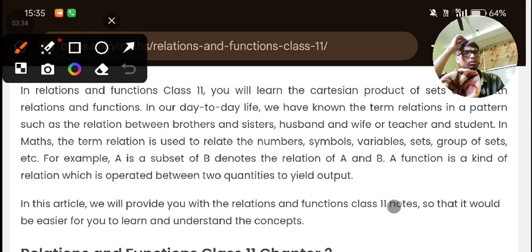A function is a kind of relation. A function is a kind of relation which is operated between two quantities to yield output. In this article, we will provide you with the relation and function class 11 notes, so that it would be easier for you to learn and understand the concept.